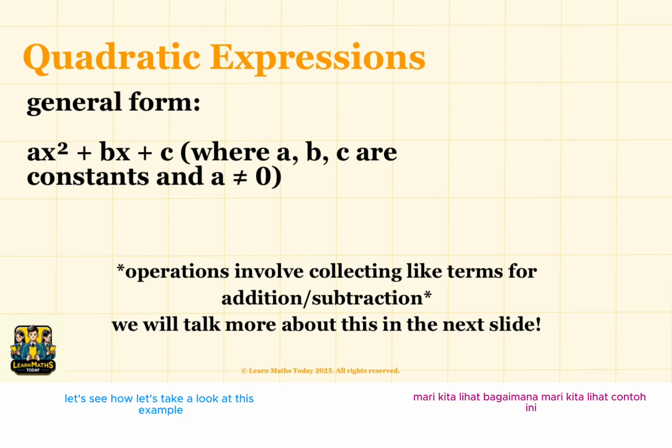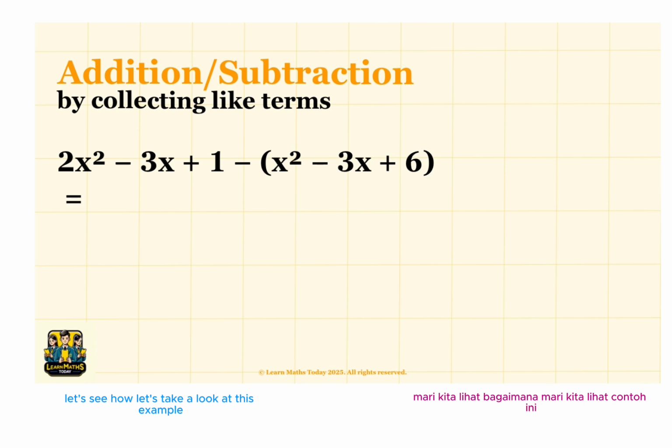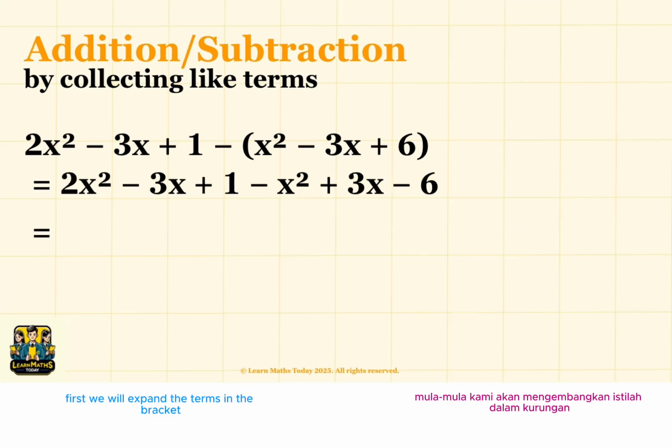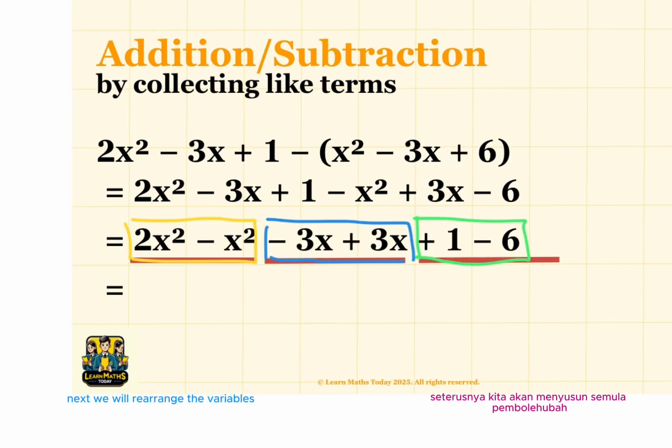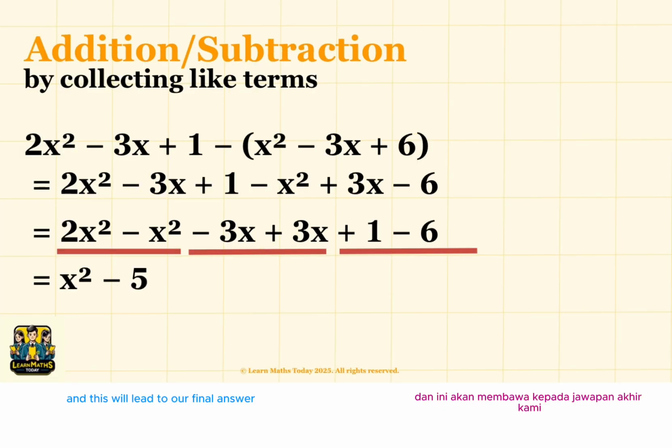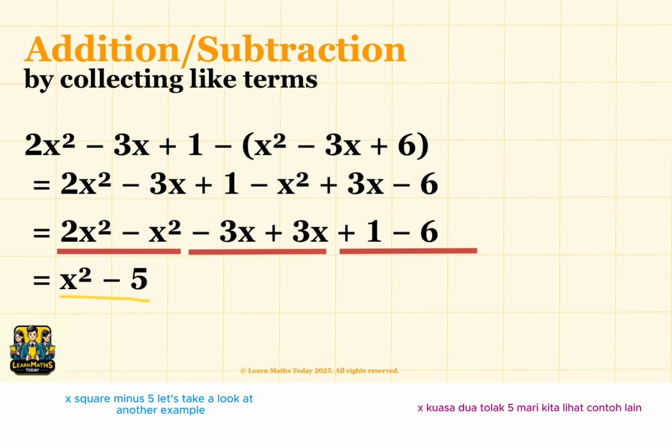Let's see how. Let's take a look at this example. First, we will expand the terms in the bracket. Next, we will rearrange the variables in order to collect the like terms. And this will lead to our final answer, x squared minus 5.